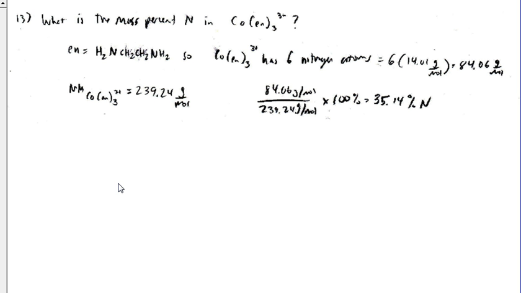Let's take a look at problem 13. Problem 13, you're asked to find what is the mass percent in a cobalt-containing complex ion with 3 ethylene diamines, and you are told that ethylene diamine has the formula H2NCH2CH2NH2. So there's a total of 6 nitrogen atoms in the whole complex ion of cobalt combined with 3 ethylene diamines. And 6 times 14.01, the molar mass of nitrogen, is 84.06. When you do the whole molar mass of this whole complex ion, it's 239.24. Divide the 84.06 by the 239.24, and multiply by 100, you'll find it's 35.14% nitrogen.